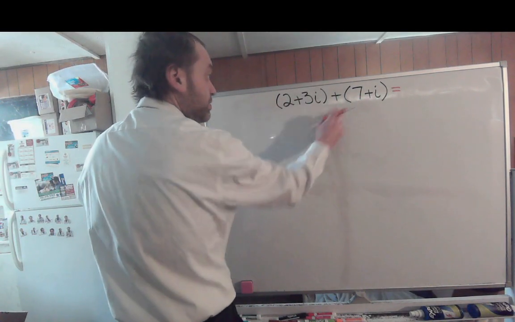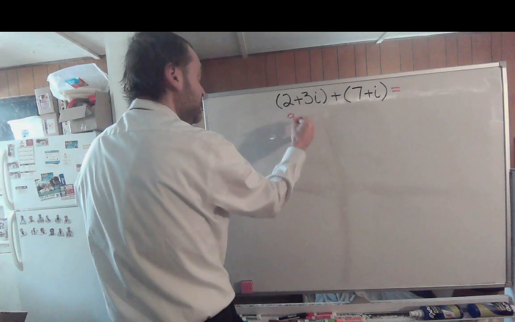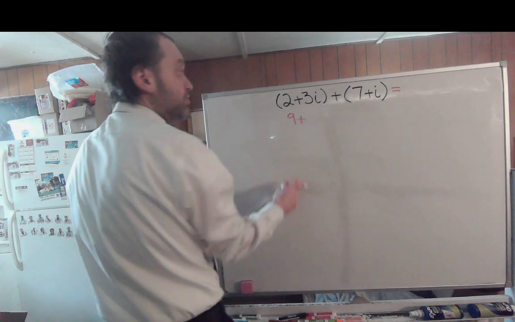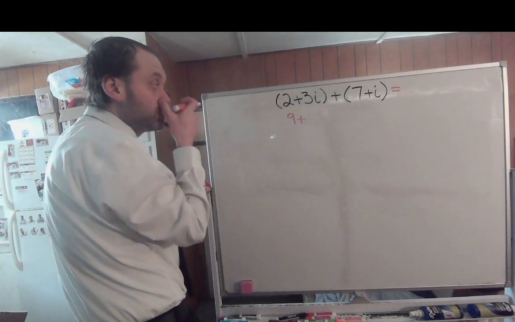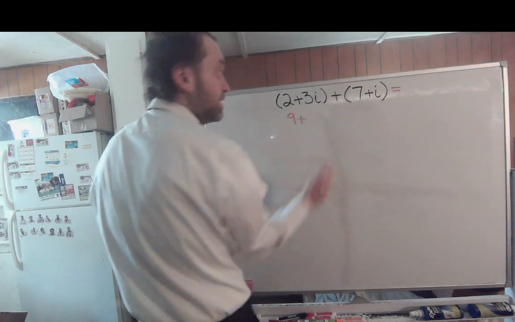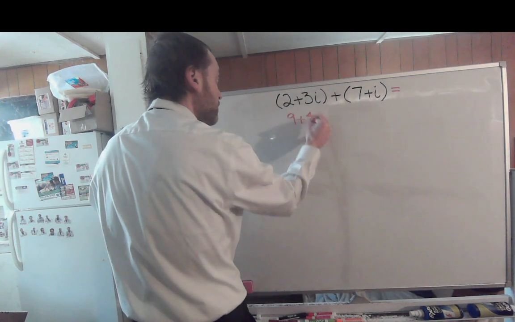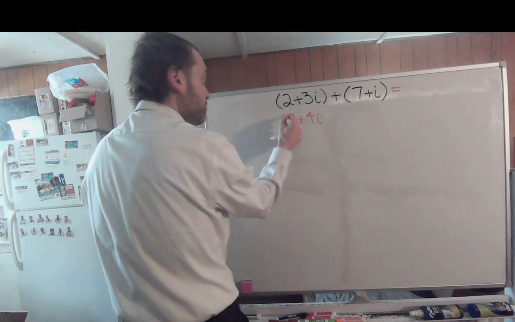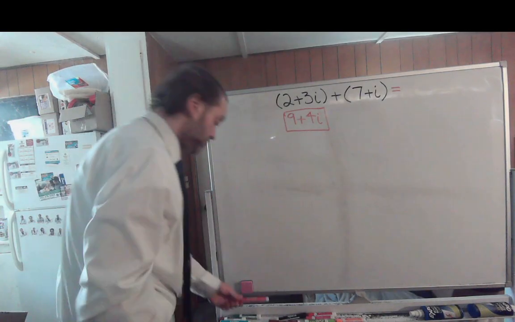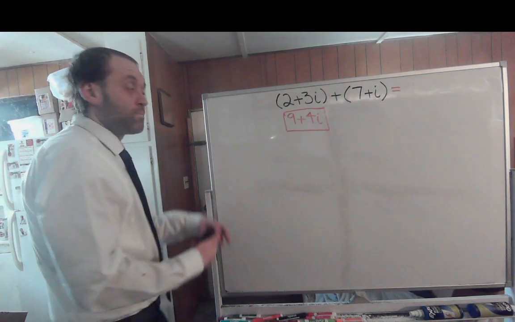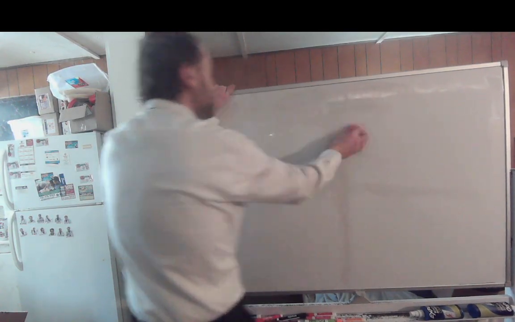So add your real numbers. 2 plus 7 is 9, plus then, remember, since you're treating it like variables, you collect like terms. So then 3i plus i, that's going to give you 4i. So the number you should get would be 9 plus 4i. So you're just treating this like adding variables.